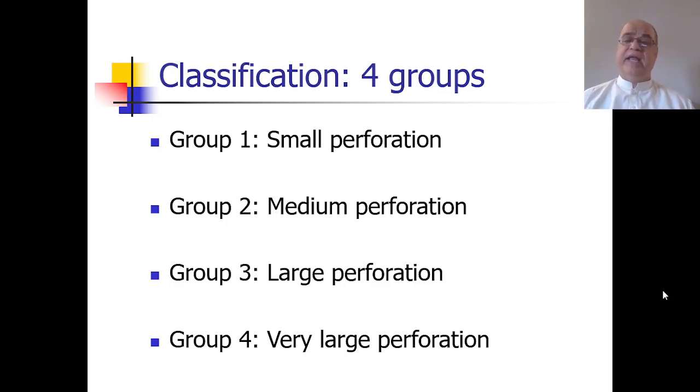And group 3 we label as large perforations, when the length of the perforation is larger than half but less than 3/4 of the total vertical septal length. And group 4 is very large perforations, when the length of the perforation is larger than 3/4 of the total vertical septal length.